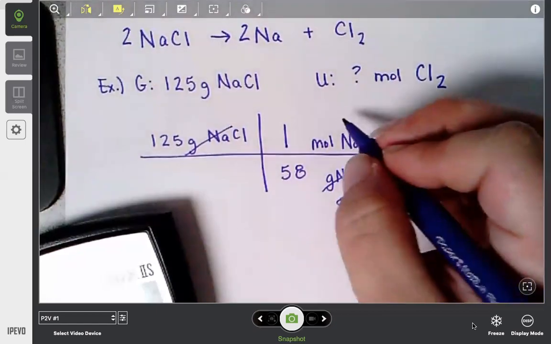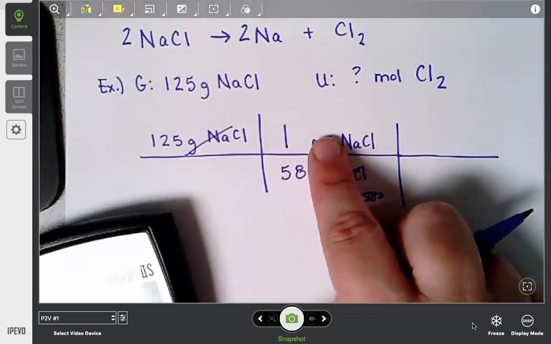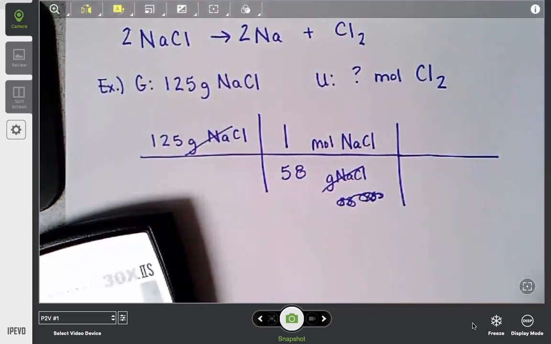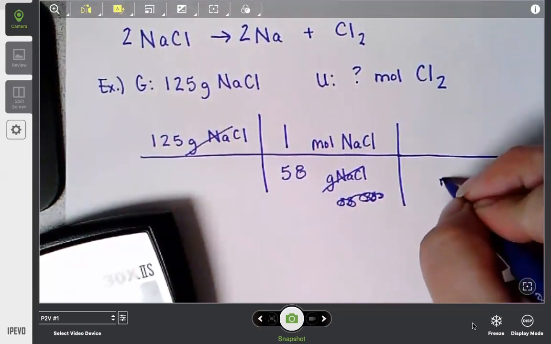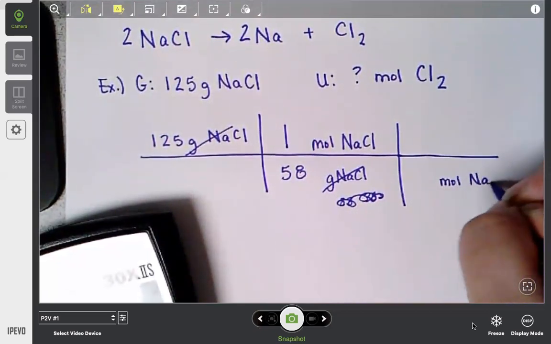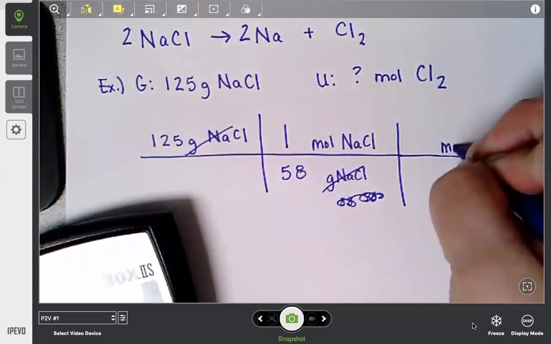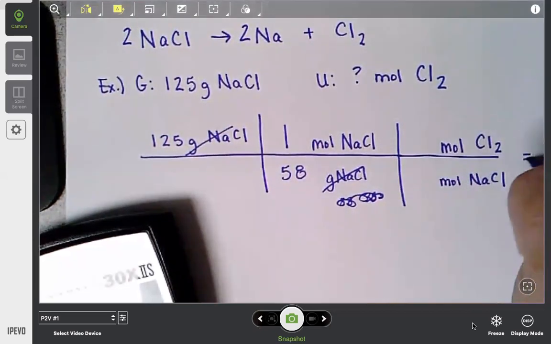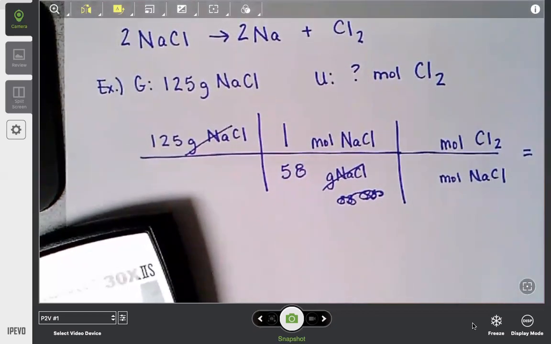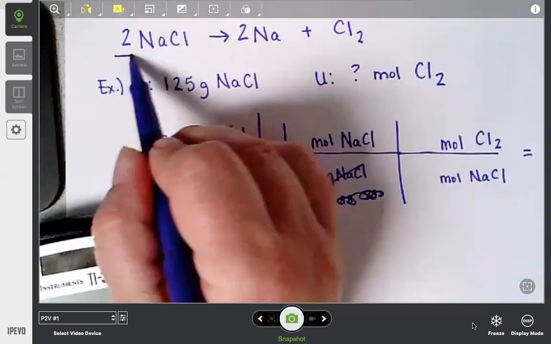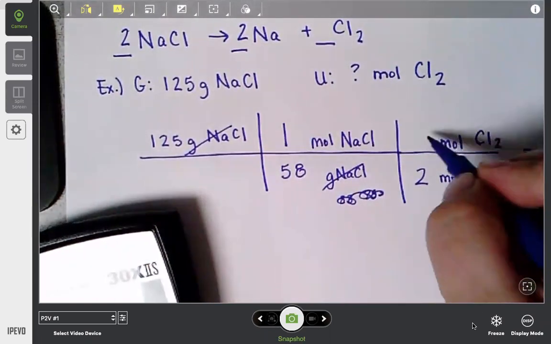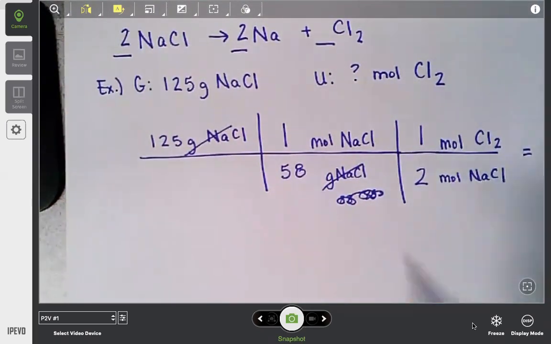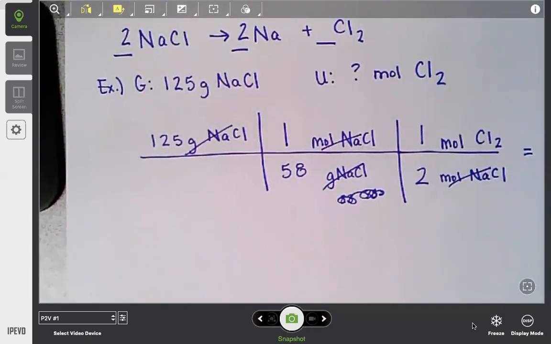So I got to take another step. The only way I can go from moles of one substance to moles of a new and different substance is to use a mole ratio. If I have moles of sodium chloride here, I have to have moles of sodium chloride on the bottom, which means the moles of my unknown, which is chlorine, is going to be on the top. Where do the numbers come from for a mole ratio? The equation. So I have 2 moles of sodium chloride and 1 mole of chlorine. Moles of sodium chloride have canceled out, and I am able to calculate moles of chlorine.